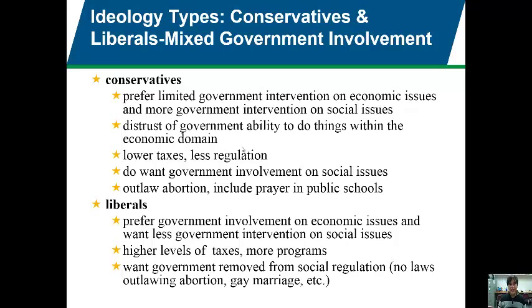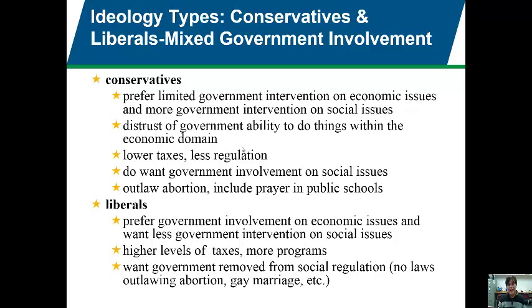They do want government involvement on social issues, though. So when it comes to same-sex marriage, abortion, things like that, they want government to step in and enforce laws regarding those sorts of things. They generally want to outlaw abortion. They tend to be more pro-life. And then I have an example here, include prayer in public schools. Conservatives generally do favor that as well. So they want government intervention on social issues, but no government intervention on economic issues.